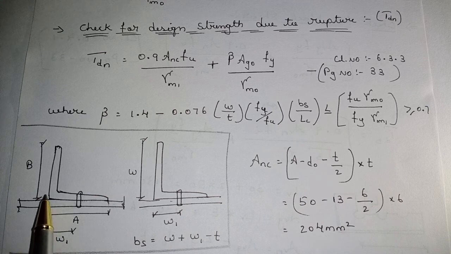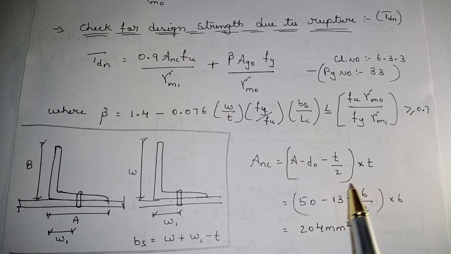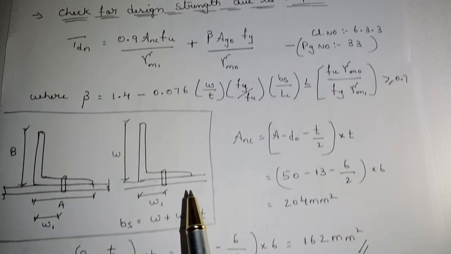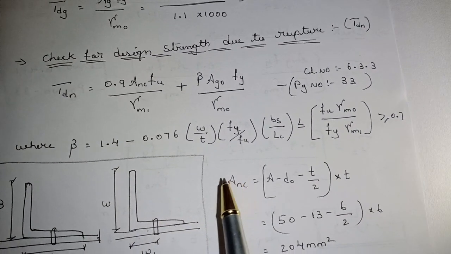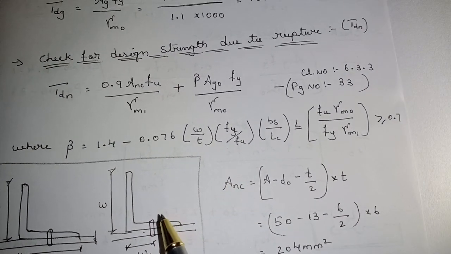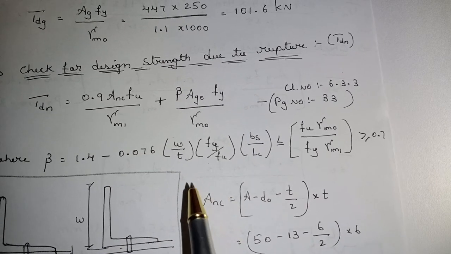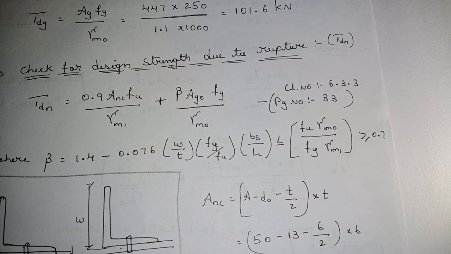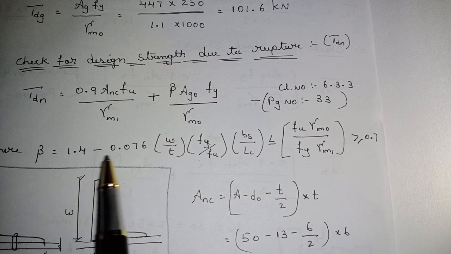Because I have taken it as twice, in both the cases, I will minus here again t divided by 2 into t. I think I am clear with this. So next, you substitute everything, A and C, you will get it here. Okay, AGO also you got it now. So you know everything over here. You will find out what is TDN. Okay, so before that you will go for beta value.